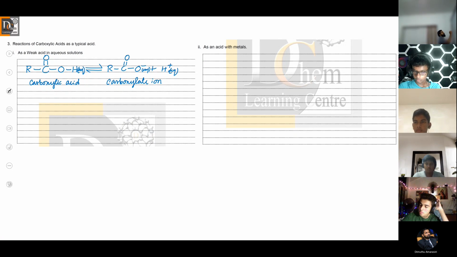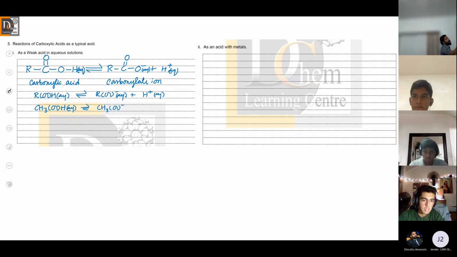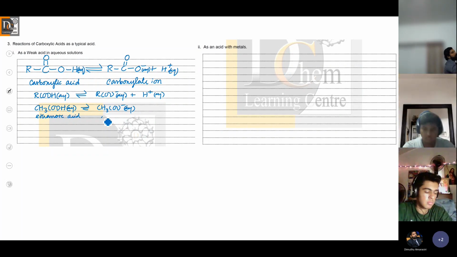Right? So for example, you can write like this: RCOOH undergoes reversible dissociation, gives you H plus. So for example, ethanoic acid in aqueous solution gives you the ion called ethanoate ion. So this is ethanoic acid and this is ethanoate ion plus H plus aqueous.